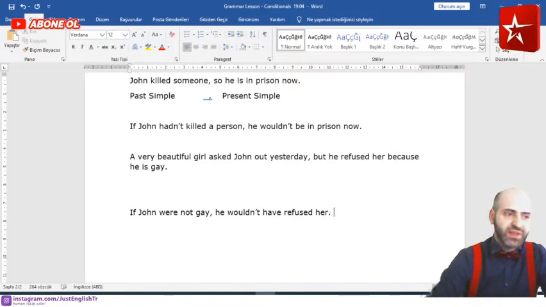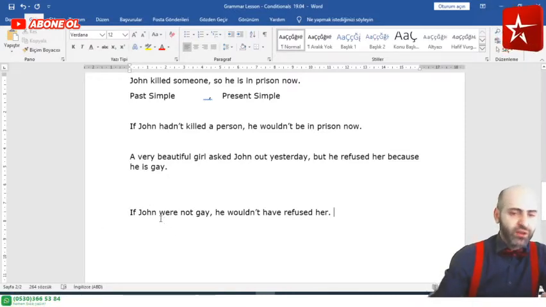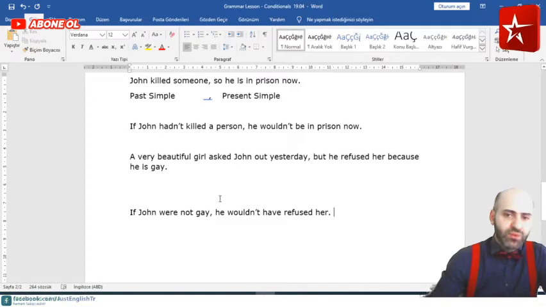Okay, do you understand, guys? So this part is general. Generally he is gay, not only yesterday he was gay, okay? This condition is general for him, and the result was yesterday. That's why we mixed type 2 and type 3. In this sentence, we mixed type 3 and type 2. Here we mix type 2 in the beginning and type 3. I hope you understand what we have done here.